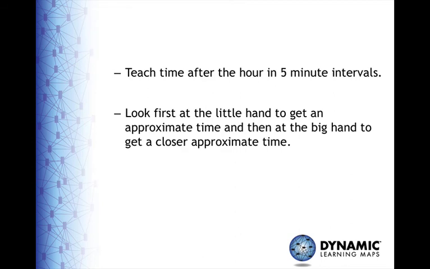Each one counts as 1, and they add up to 60, which is the same as 1 hour. Then students can see that the clock is broken into 5-minute intervals, and we can use skip counting skills to figure out or to approximate how many minutes past the hour it is.